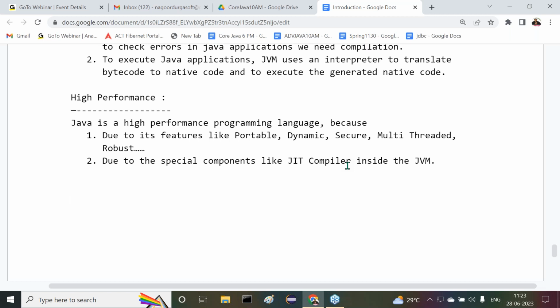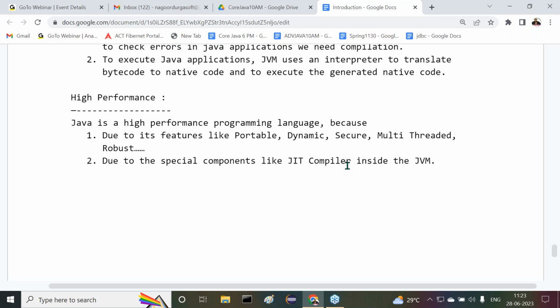Next one, after completion of this, it has very good exception handling mechanisms. How can you say it has very good exception handling mechanisms? It has provided a very good predefined library to represent and handle almost all the exceptions which come frequently in Java applications. Right? Robust programming language in the sense of 2 points: memory management system and exception handling system.